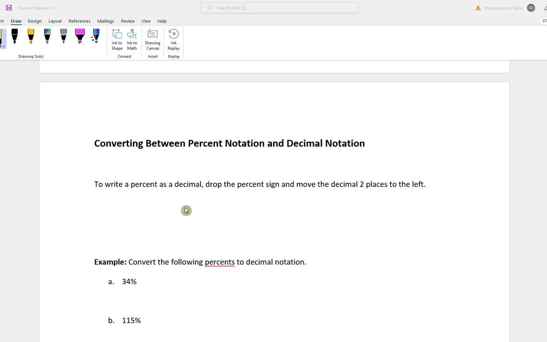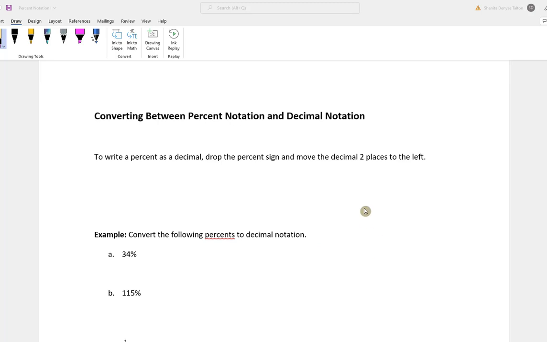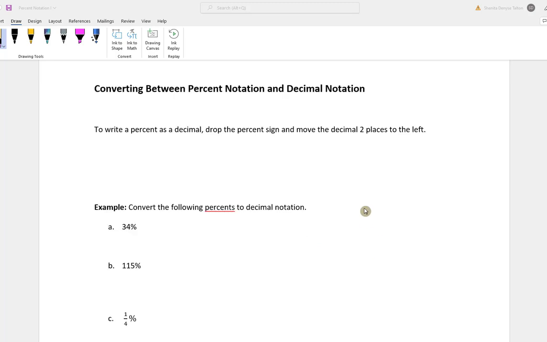So let's talk about how to write a percent as a decimal. To write a percent as a decimal, you're going to drop the percent sign and move the decimal point 2 places to the left. In this first example, we have 34%. I'm going to drop off that percent sign. Now you don't see a decimal in this problem, but the decimal is always after the number. So in order to convert from a percent to a decimal, I'm going to move it 2 places to the left. So the answer will be 0.34.